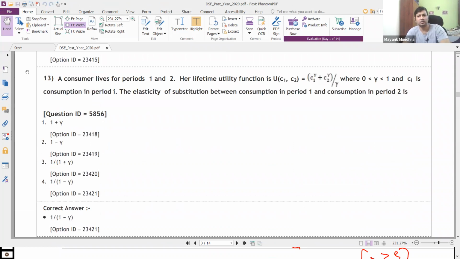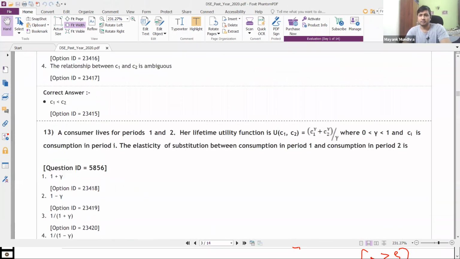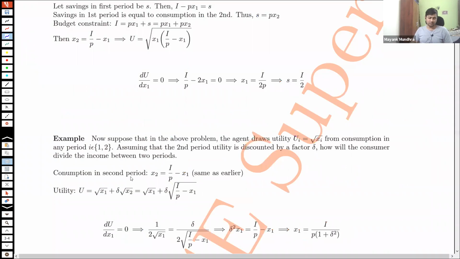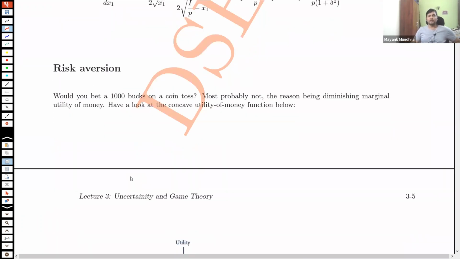I'll add it to the list of past year problems after this lecture. But my point here is that it's a very important topic, and it's a very easy topic as well because you don't need to know much apart from utility maximization. So if you know utility maximization, you can easily do this sort of problems. All right, let's do risk aversion.